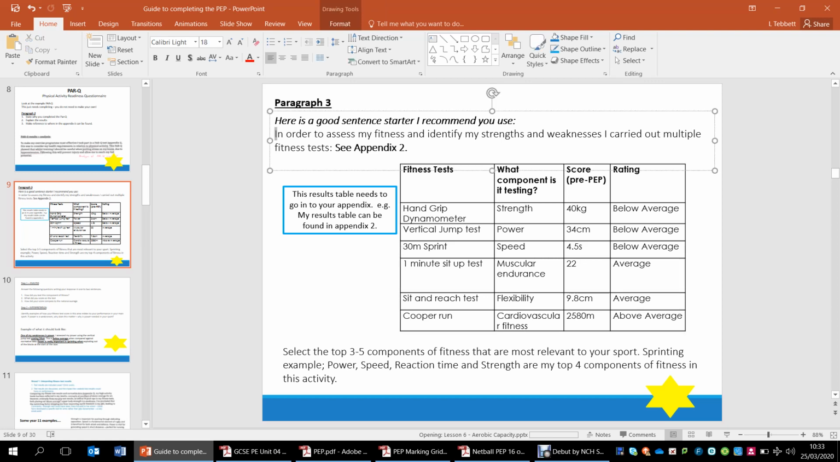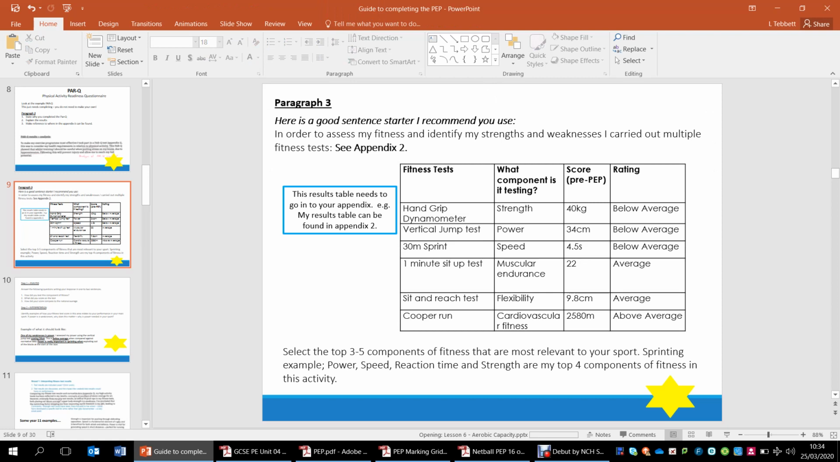Here's a good little sentence starter to get you going. So you could say, in order to assess my fitness and identify my strengths and weaknesses, I carried out multiple fitness tests, and you find them in Appendix 2 in this case. So then my table would come out of the main body of my assignment, and I would put it into my appendix for anybody to refer to when required.